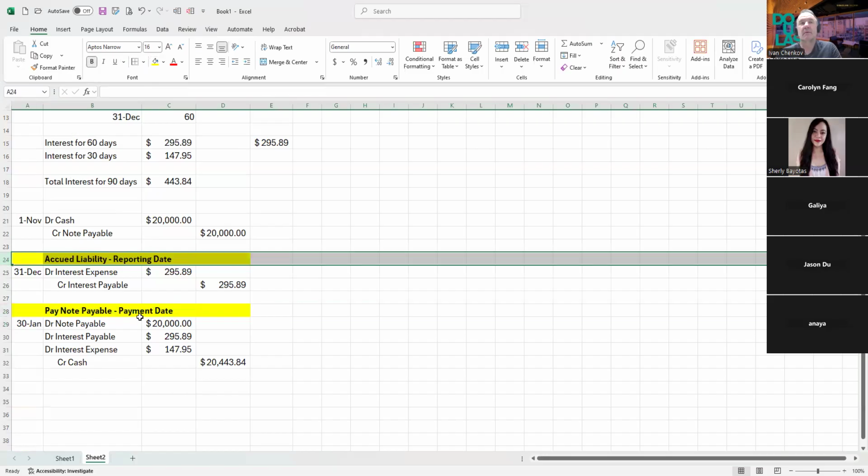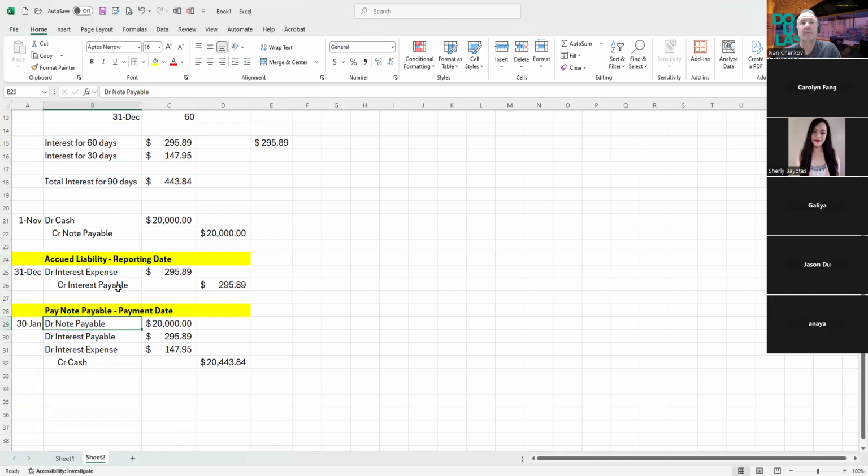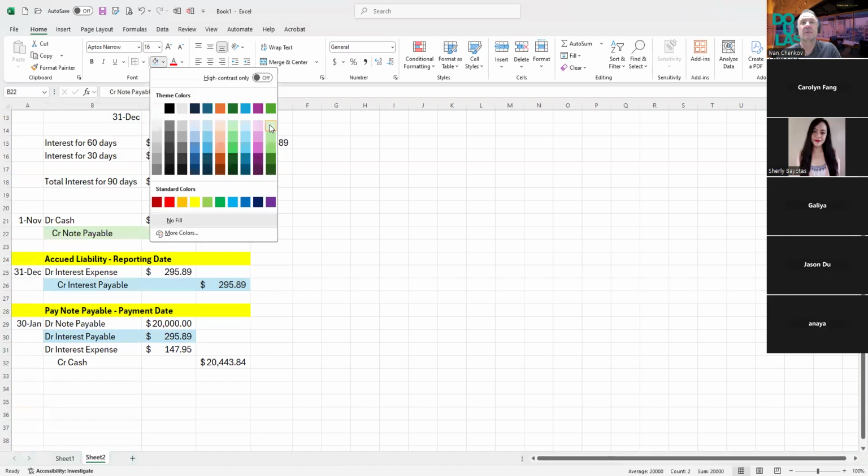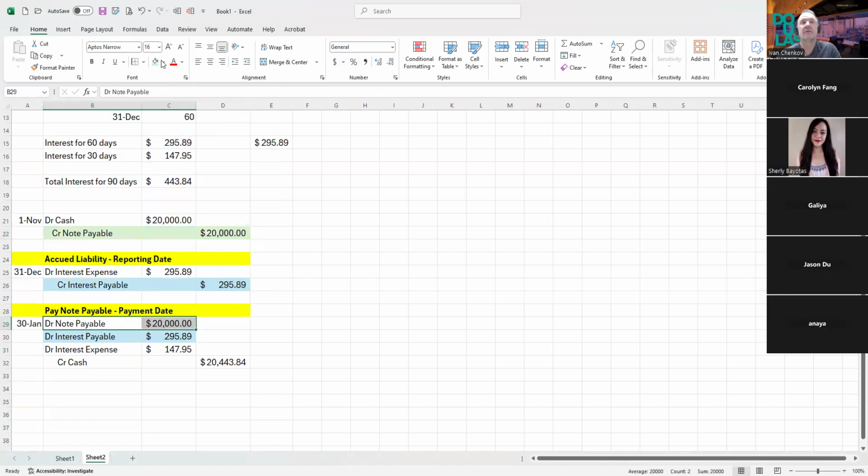Always remember, whatever you create on the reporting date, you have to eliminate it on the payment date. So this interest payable that you're creating on the reporting date, the same interest payable you have to eliminate it on the payment date. The note payable that you issued, you have to clear it on the payment date.